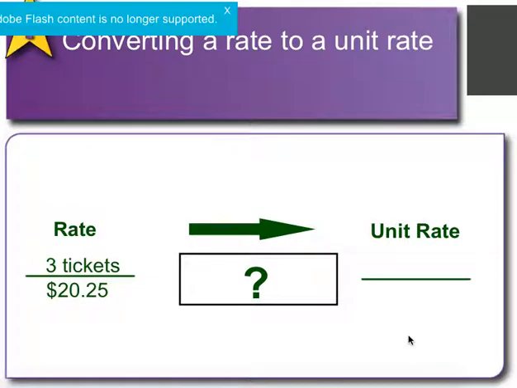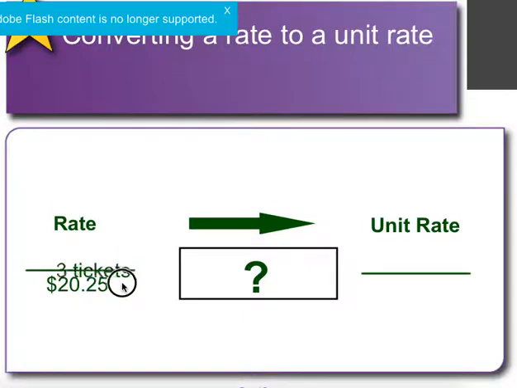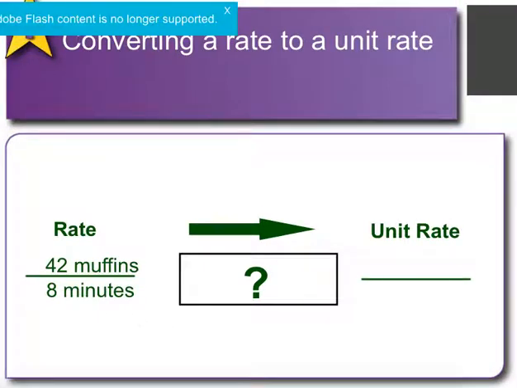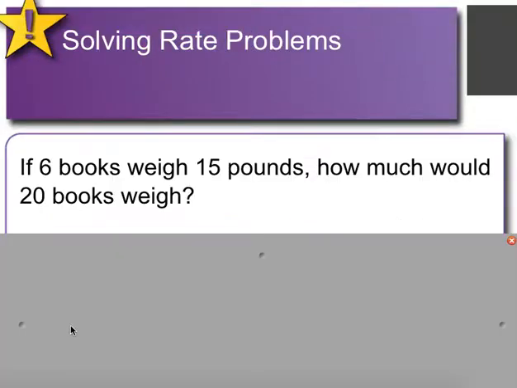Here are a couple other examples that you can try. This one I'm actually going to switch around. Typically we don't find how many tickets for $1; we find the cost for 1 ticket. So we would see $20.25 for 3 tickets, and we would divide. Then, 42 muffins in 8 minutes. Think about how many you can eat in 1 minute.